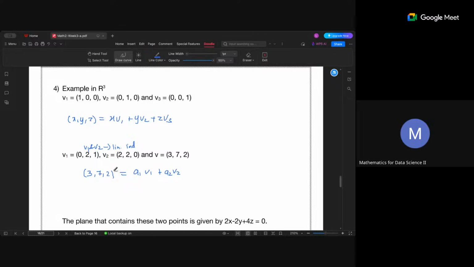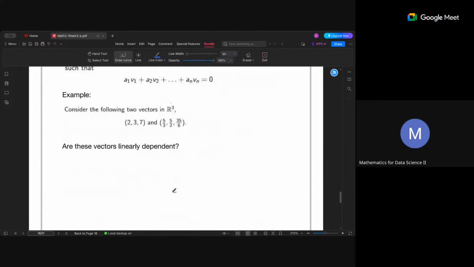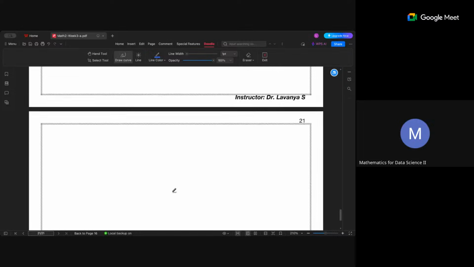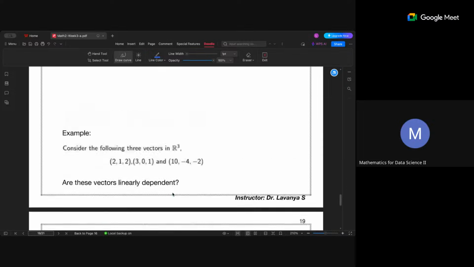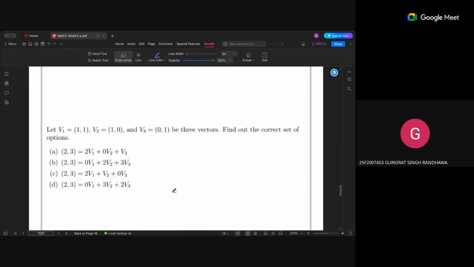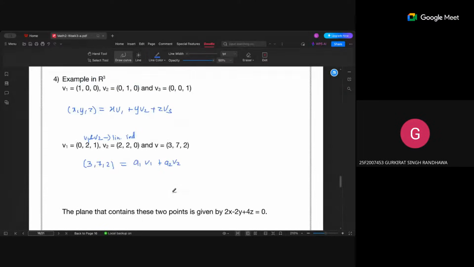Whether the term span is already introduced to you? No, ma'am. It is simply the set of all possible linear combinations. Okay, so I guess we have introduced it a little later, maybe not in this question. In the next question, maybe we will. Can you repeat span?